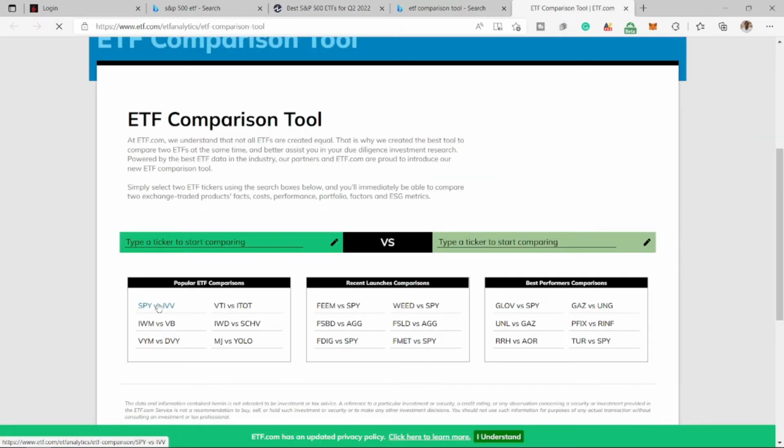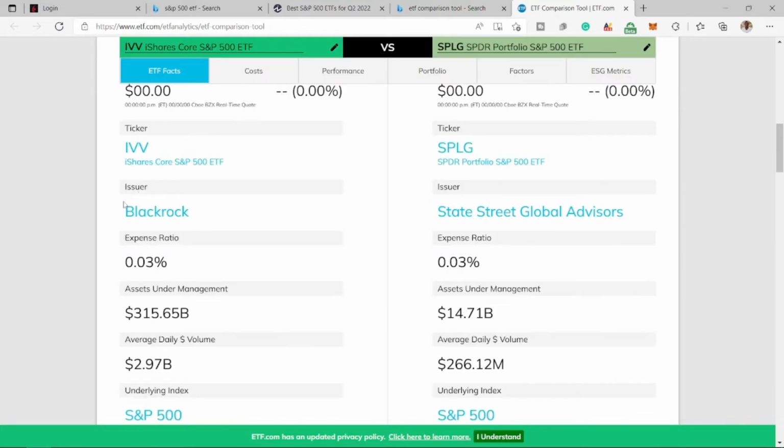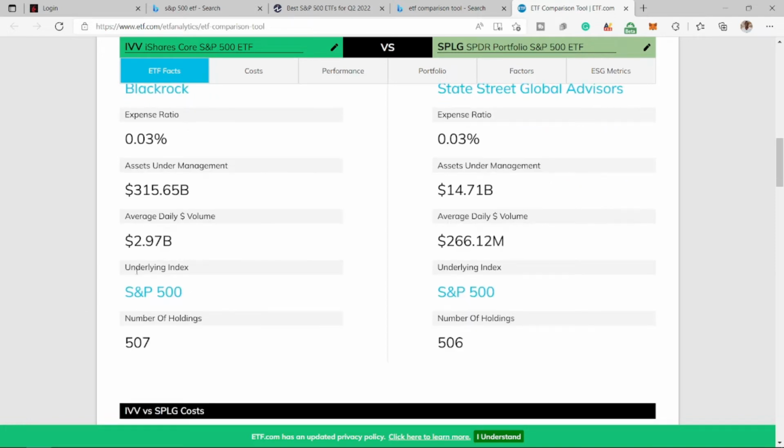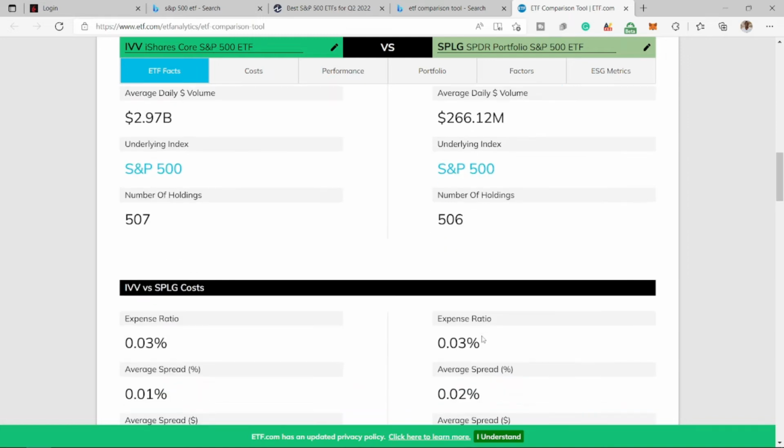Now as you can see, here are some popular comparisons. So I said IVV and SPLG. So here you have the issuer, which is BlackRock and State Street Global Advisors. Here you have the assets under management, average daily volume, and as you can see, the underlying index is the S&P 500. Number of holdings here 507 and here 506.